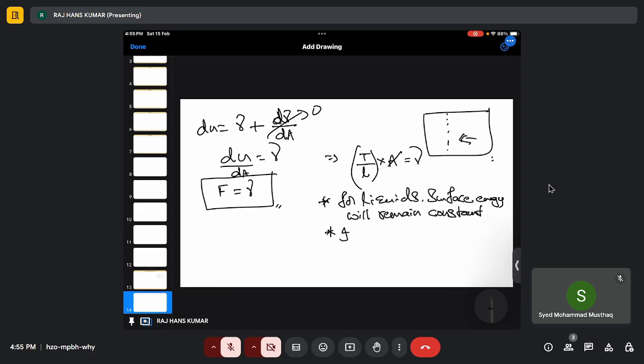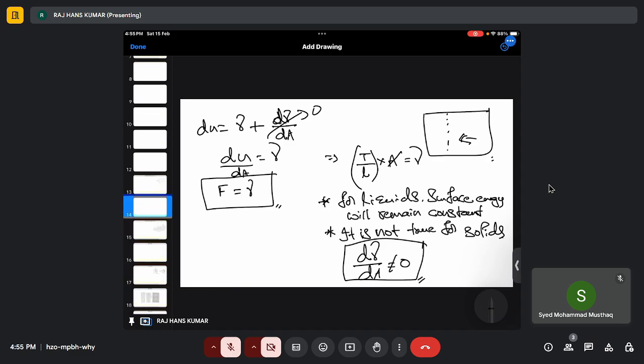But it is not true. For whom? It is not true for solids, right? So for solids, surface energy is not equal to zero. It changes with respect to the area, right?